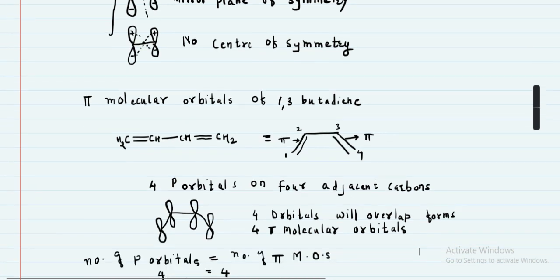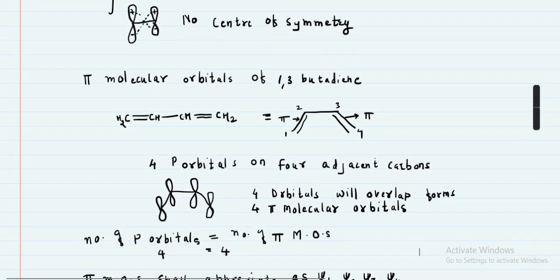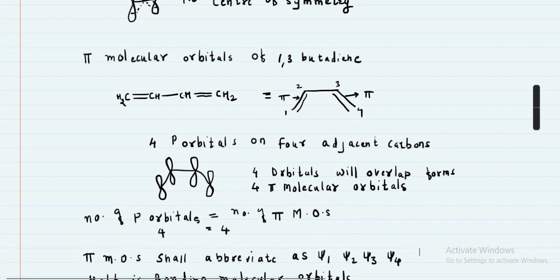Like that, M is the mirror plane of symmetry and C2 is the center of symmetry. Let us try to draw the pi molecular orbitals of 1,3-butadiene. 1,3-butadiene looks like this: 1, 2, 3, 4. In this case two double bonds are there, and we can write such a molecule in this format also.